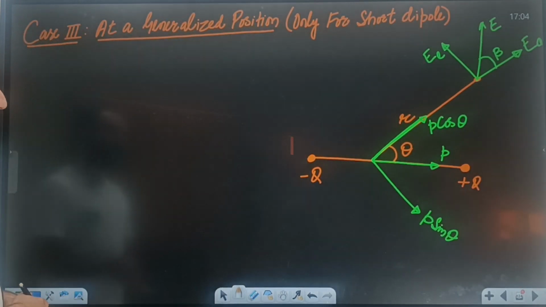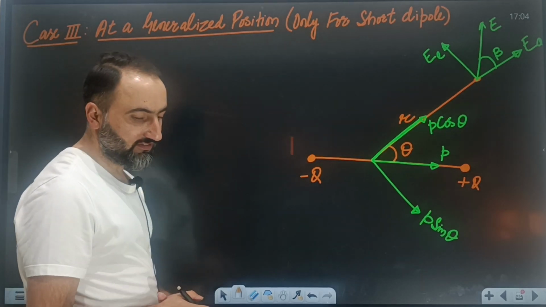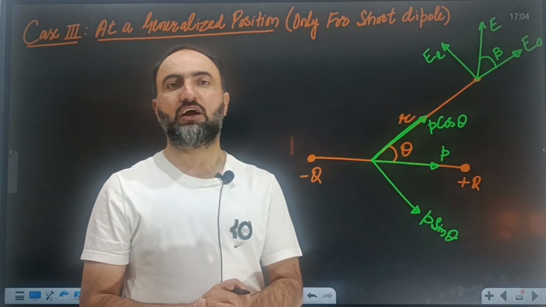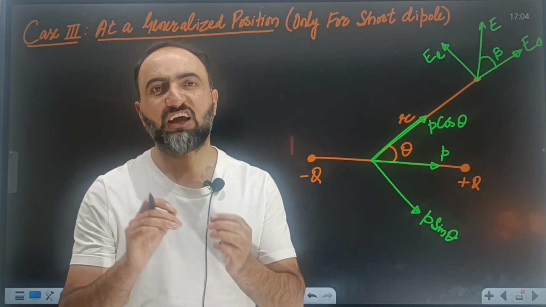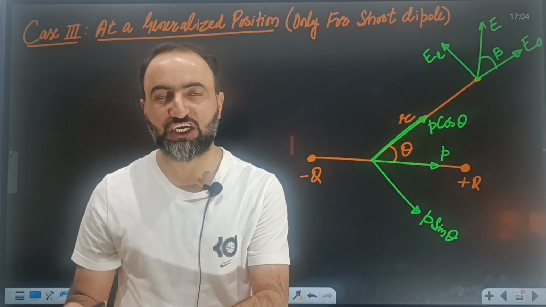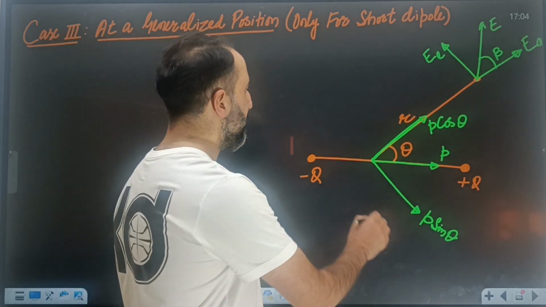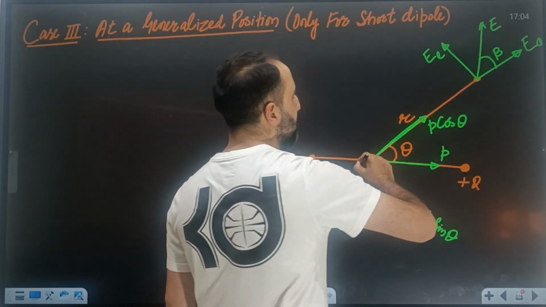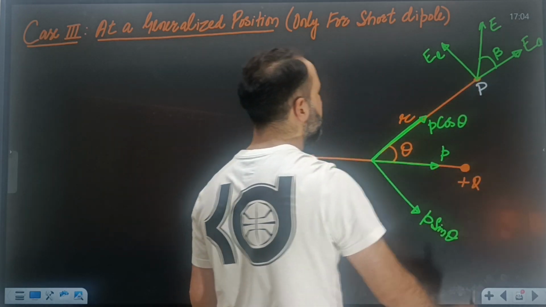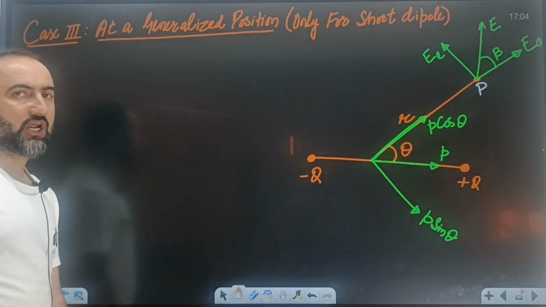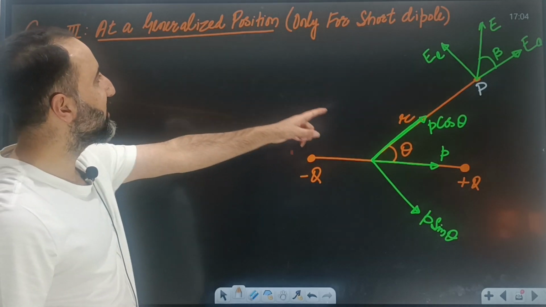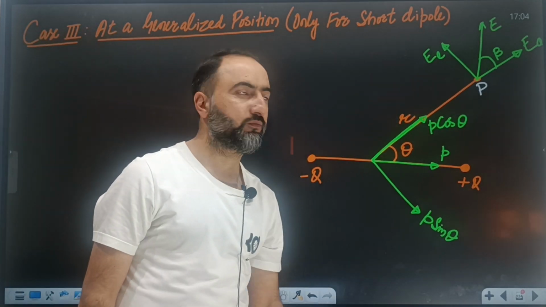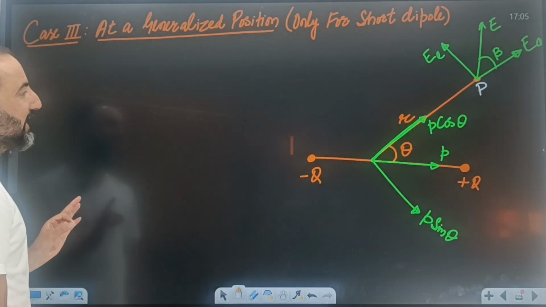Next, we are going to calculate the electric field at a generalized position. Generalized position implies a position which is neither axial nor equatorial. So in this figure, this line is called the axial line, this line is called the equatorial line, but this is a generalized position. At the point P, we have to calculate the electric field, but this equation is true only for a short dipole.